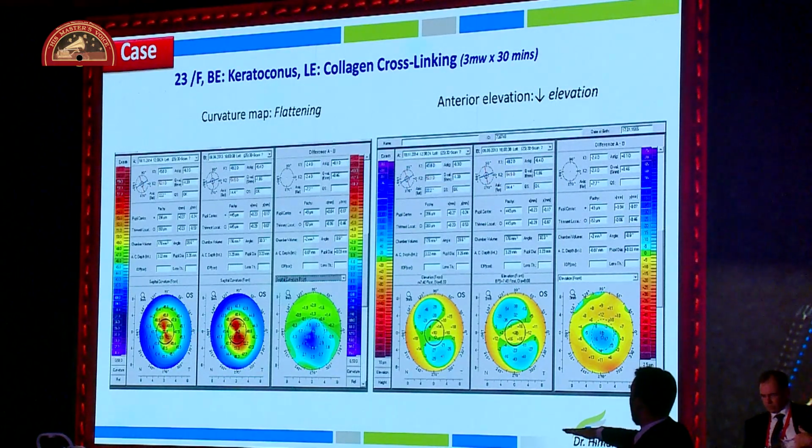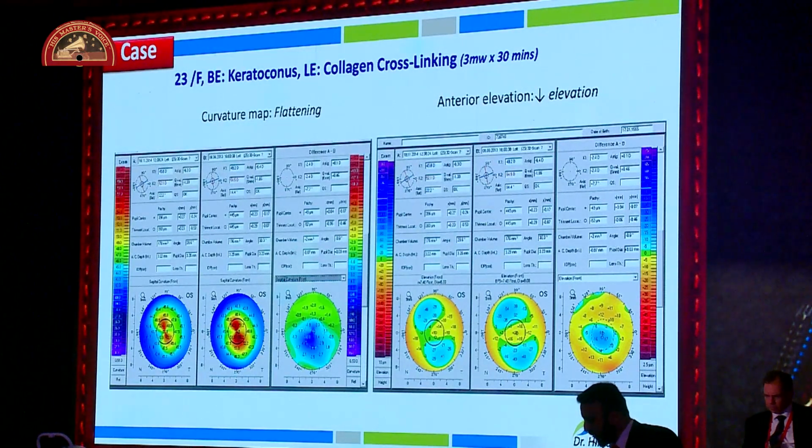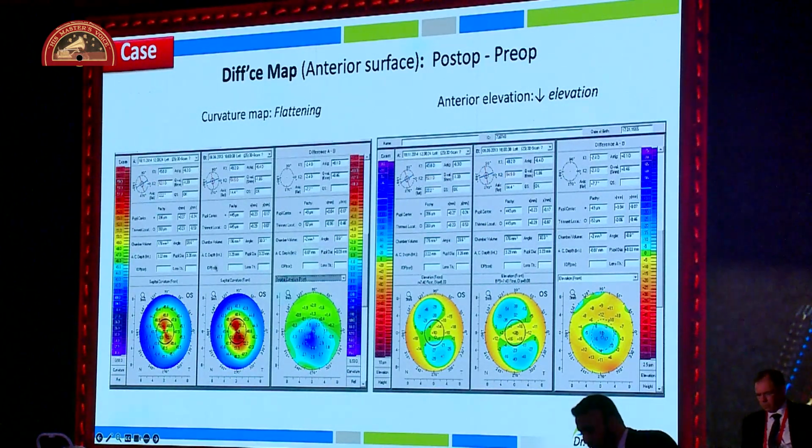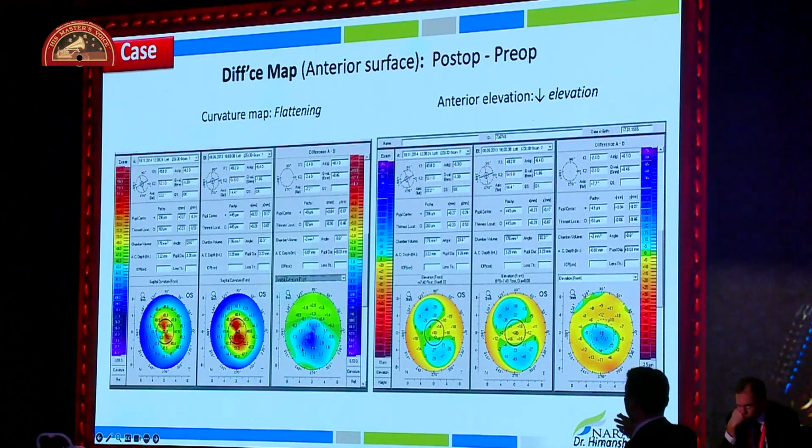On the left side is a curvature map. On the right side, it's an elevation map. This is pre-op minus post-op. The first map is the last visit, the middle map is before surgery, and then there's the difference map, right? So you can see that there is a significant amount of flattening which we could achieve after cross-linking, right?